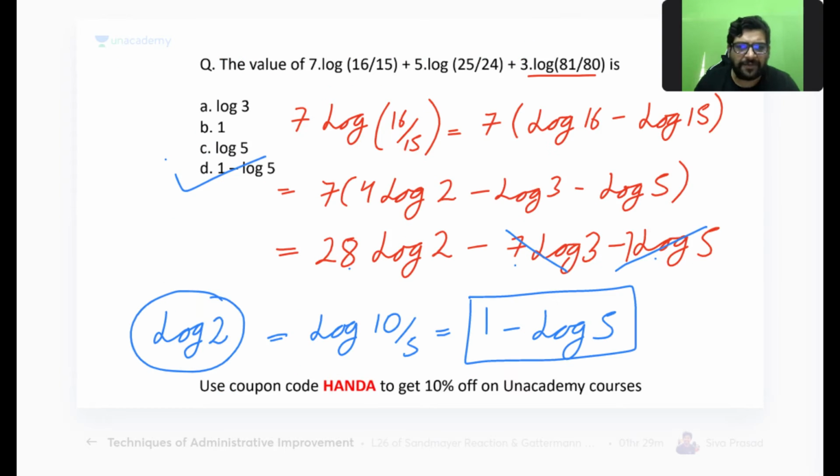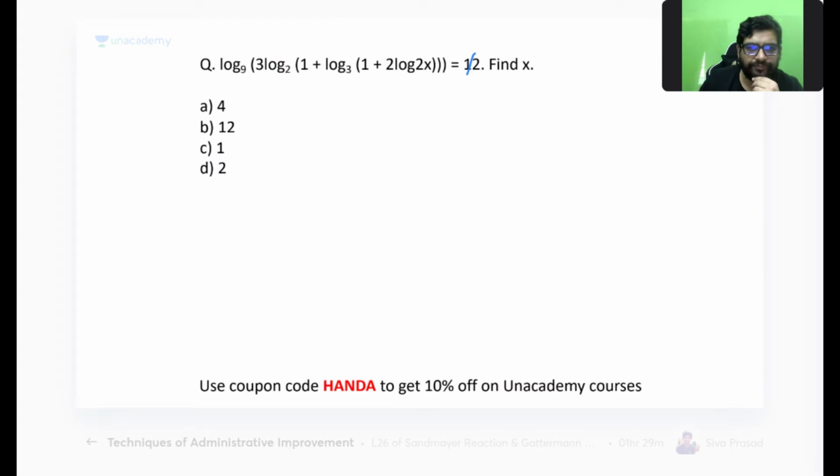How do I factorize all these values? I know these 16, 15, 25, none of these values are difficult to factorize. Tanu, did you face issues in factorizing any of these values? I don't think you should have. They seemed pretty straightforward to me, to be honest. Please try and solve this question. This is half, not 12 on the other side.